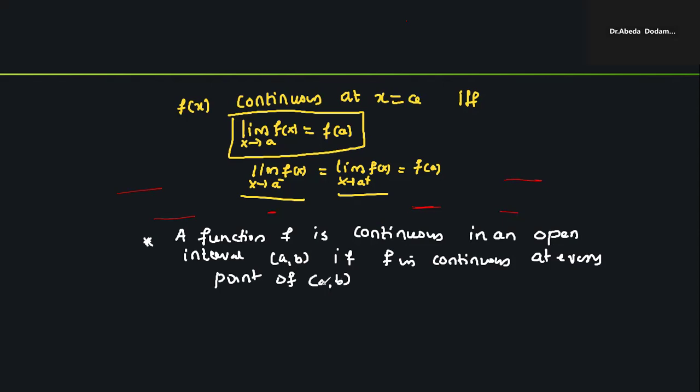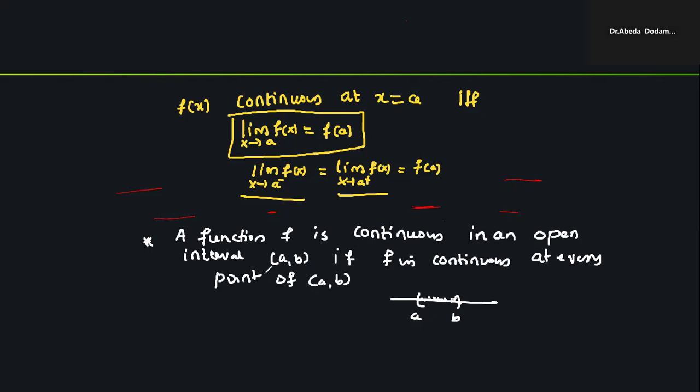Okay, that means if at each and every point of this open interval (a, b), the given function f is continuous. We know that when we say a given function is continuous at a point, these conditions are satisfied at one single point. But in this way, at each and every point of this interval, if the function is continuous, then we say that the given function is continuous in an open interval.